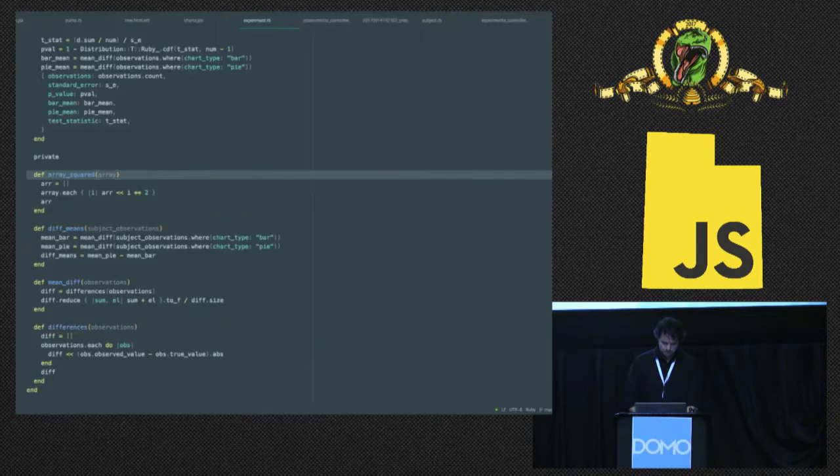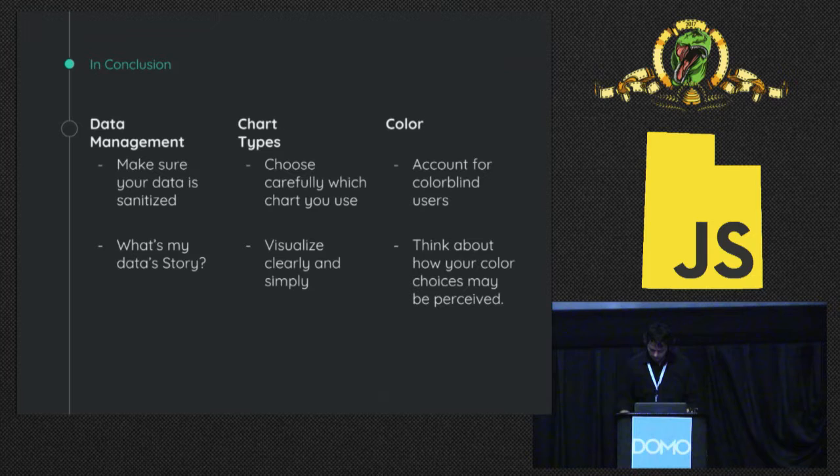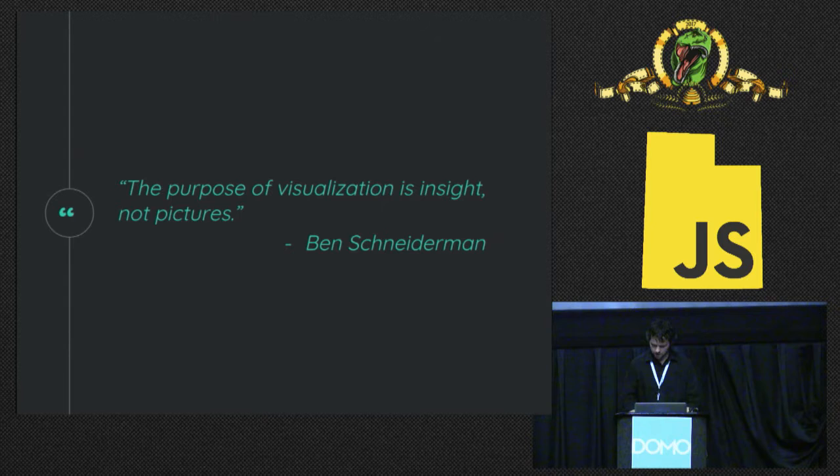So, in conclusion, be sure to manage your data. Make sure the data is sanitized. If you manage how the data is acquired, do so in a way to prevent your data from getting messy. Tell your data's story. Choose carefully how to visualize your data. Make sure it comes across clearly and simply while maximizing the information put forward. Account for those that are colorblind. Think about how your users will perceive your data. And always remember, the purpose of visualization is insight, not pictures.